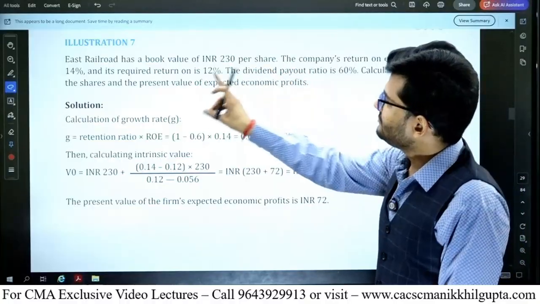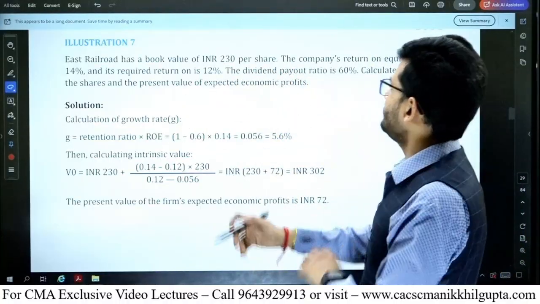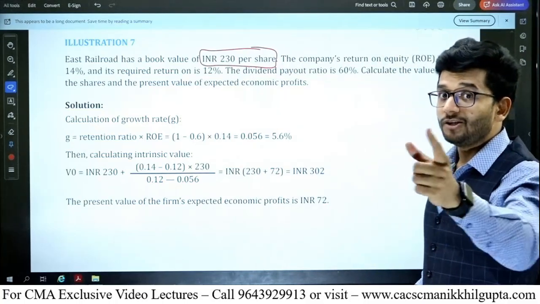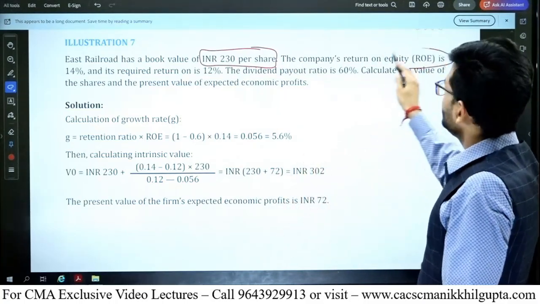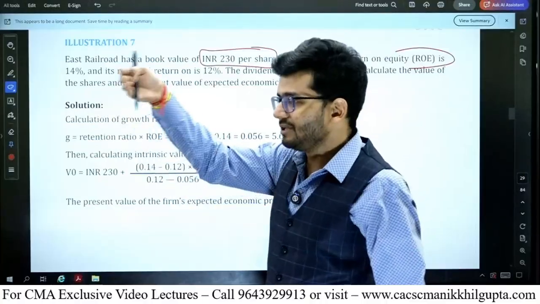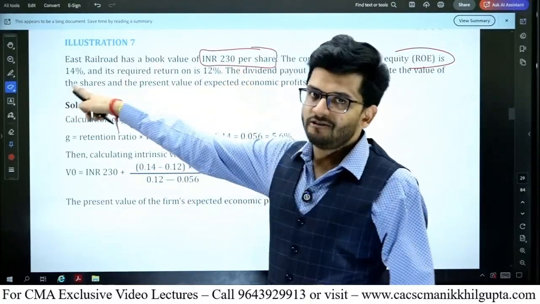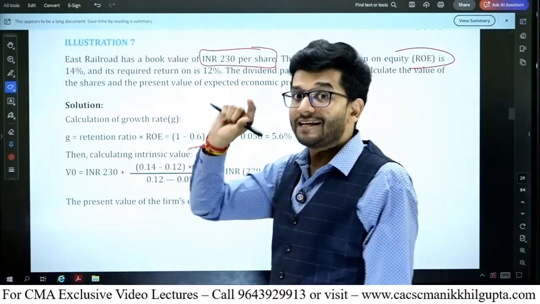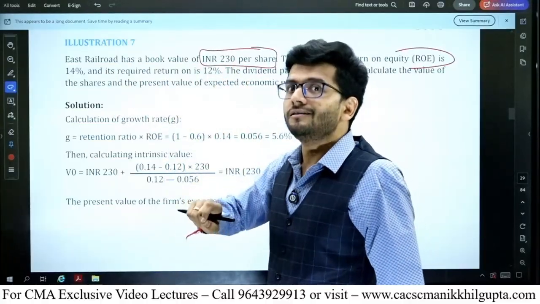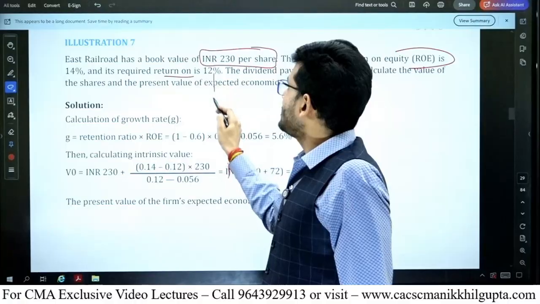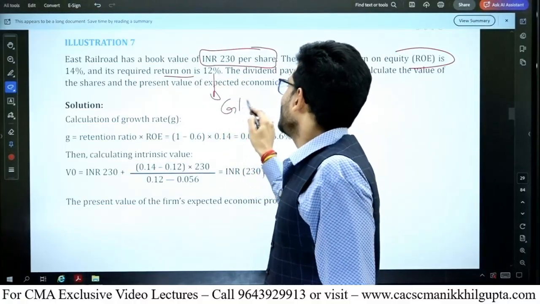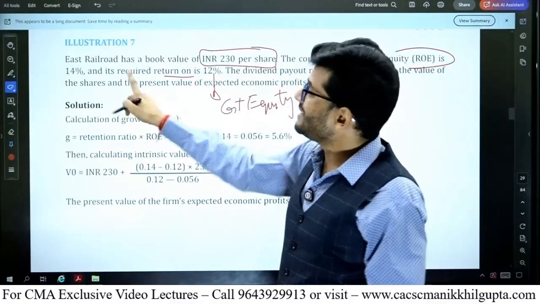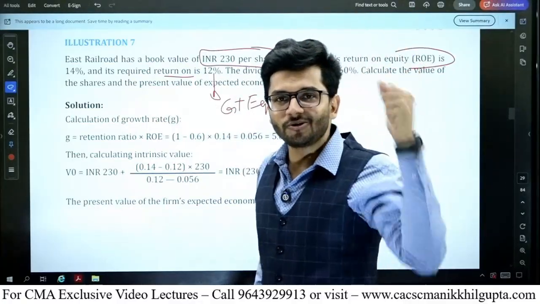East Railroad has a book value of INR 230 per share. So this is the book value of the share, not the market value. The company's return on equity is 14%. So whatever the company will earn on this book value is 14%. A company always earns on book value. So 14% multiplied by 230 will give us the amount which the company is going to earn, right? And the required rate of return is 12%, which means cost of equity. The cost of earning this 14% is 12%. So what is the net return? Net return is 2%.